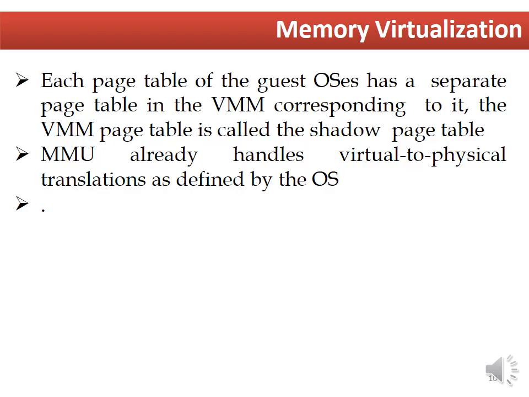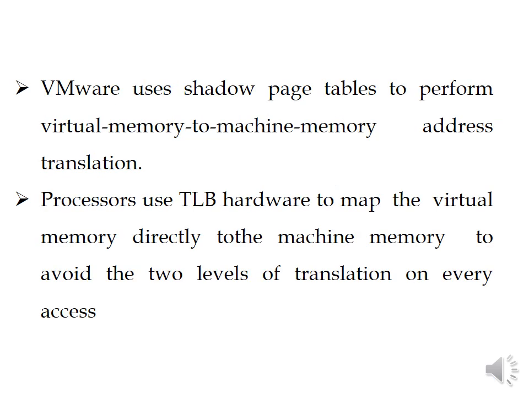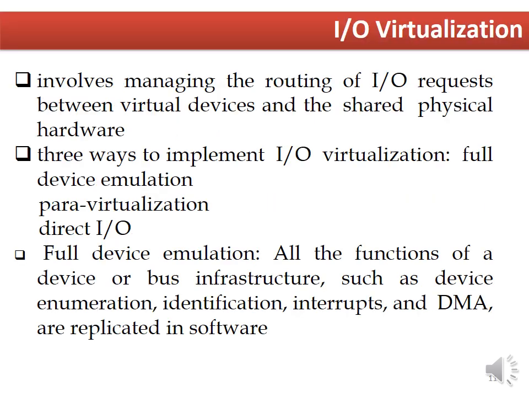Each page table of the guest OS has a separate page table in the VM. Corresponding to it, the VMM page table is called the shadow page table. If you are familiar with the operating systems subject, then you can easily understand. The main memory unit already handles virtual to physical translation as defined by the operating system. VMware uses shadow page tables to perform virtual memory to machine memory address translation. The CPU uses translation look-aside buffer hardware to map the virtual memory directly to the machine memory, to avoid the two levels of translation on every access.